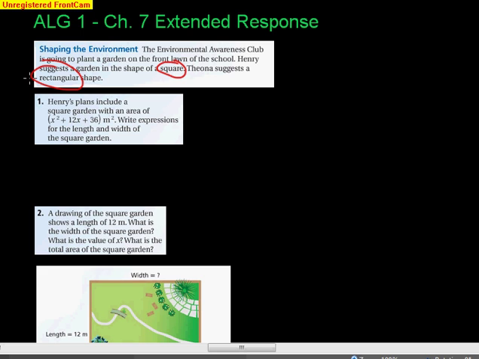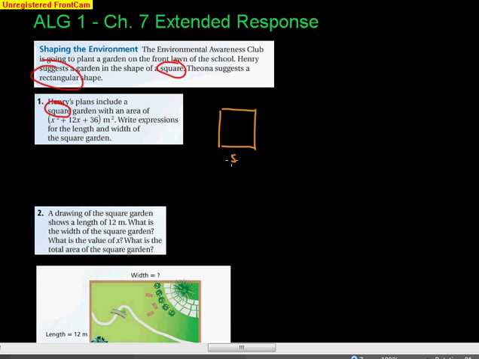Okay? Alright, so number one, it says Henry's plans include a square garden. So again, this is word square, with an area of x squared plus 12x plus 36 meters squared. Write expressions for the length and width of the square garden. So over here, I'm going to draw a picture of a square. Let me do it in orange so you can see better.